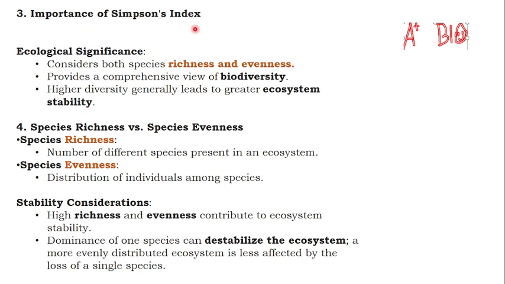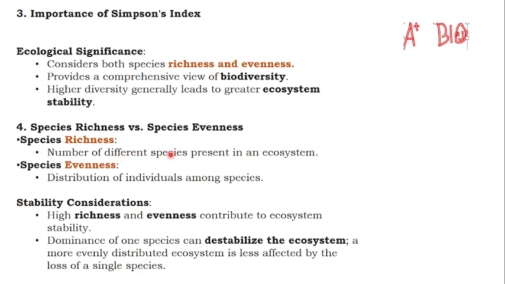Once you have closer to 0, it means that your biodiversity is highly diverse. Now, as I told you, it is not easy to differentiate species richness and species evenness. Many students are failing, but I hope at the end of this, you're going to be able to understand. I told you species richness.